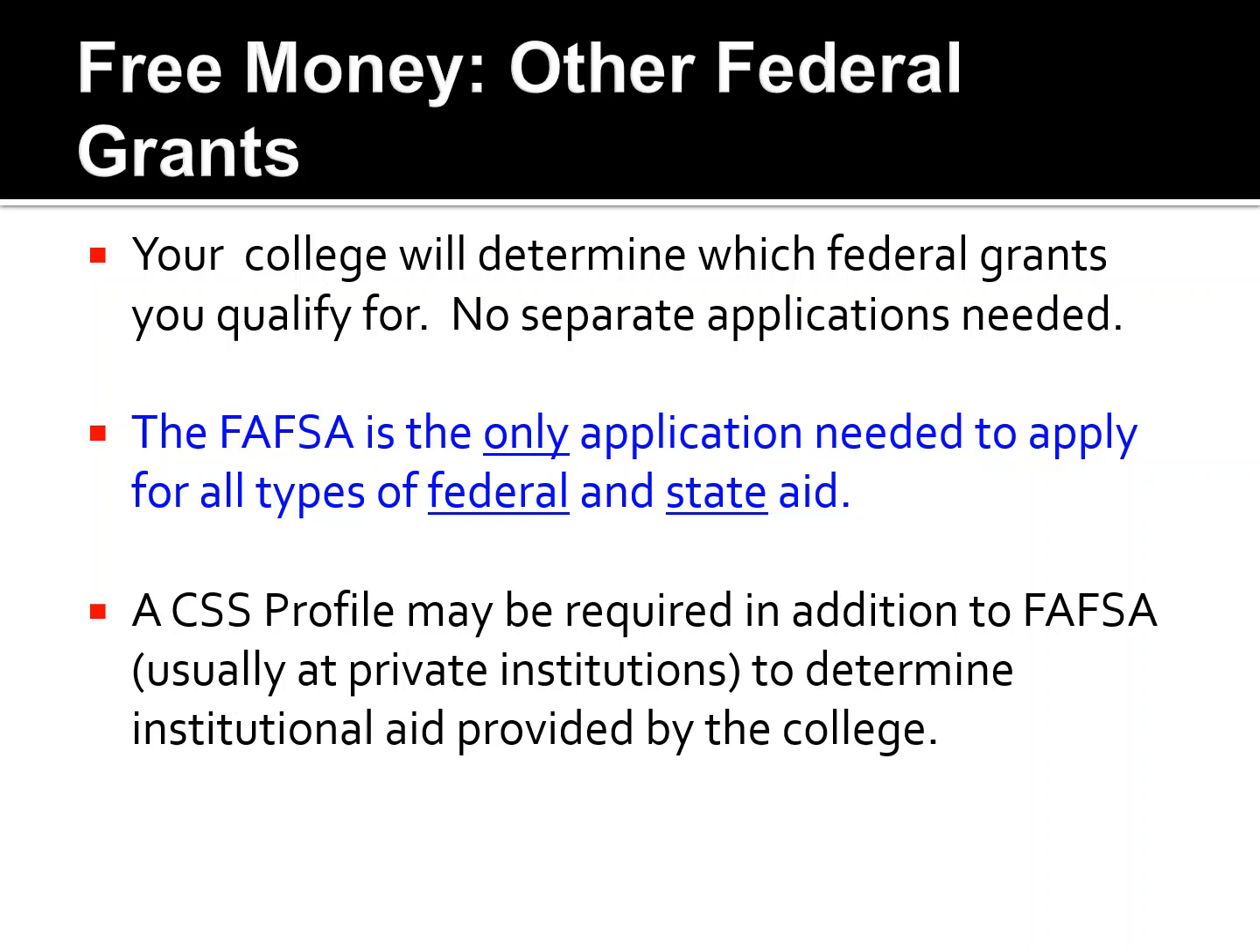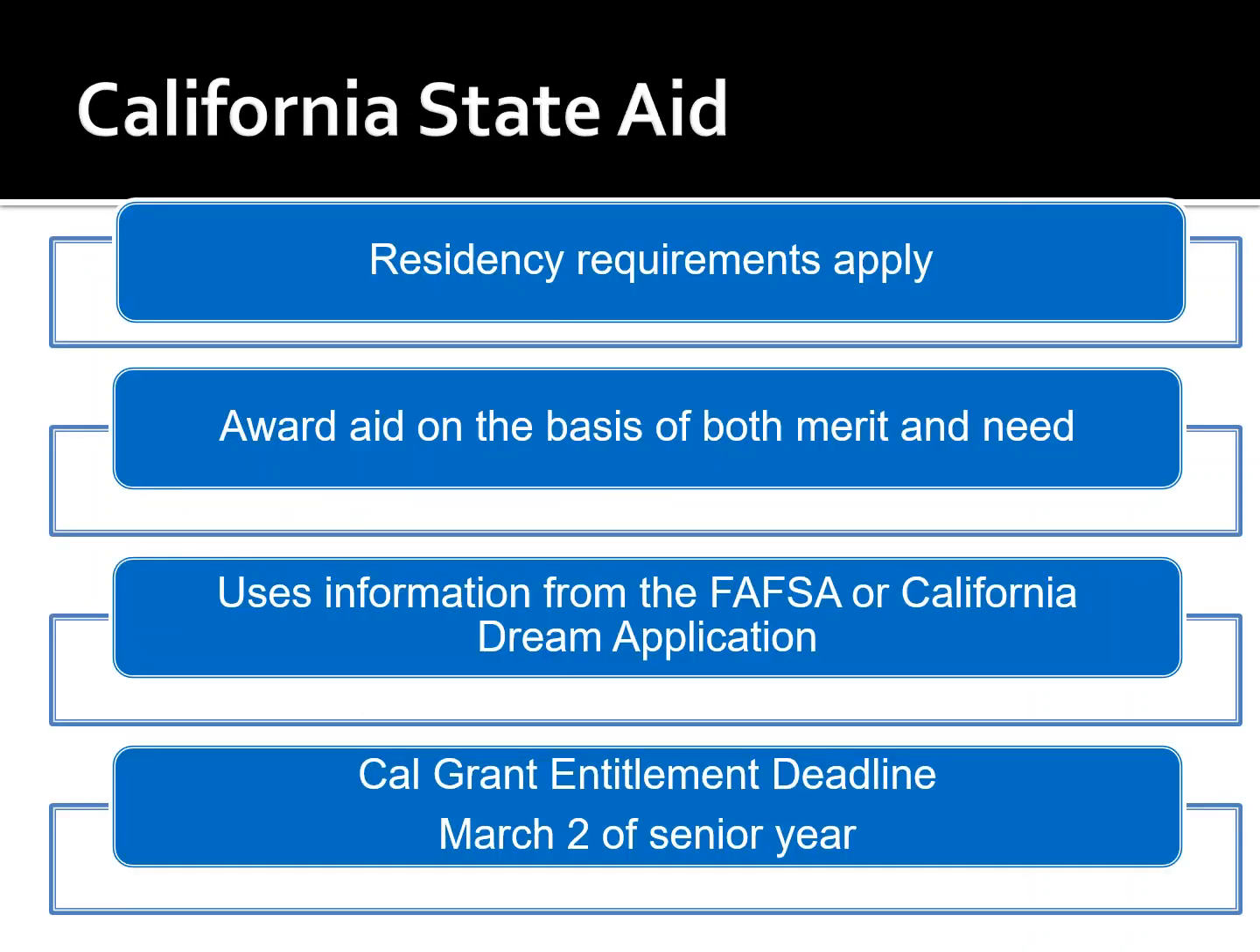And free money. There are other federal grants. For example, your college will determine which federal grants you qualify for. There is no separate application. The FAFSA is the only application needed to apply to federal and state aid. So when applying to the FAFSA, you will be applying to federal and state aid by just applying to the FAFSA. And one thing to note is that if you are going to a private institution, you may be required to create a CSS profile in addition to completing the FAFSA.